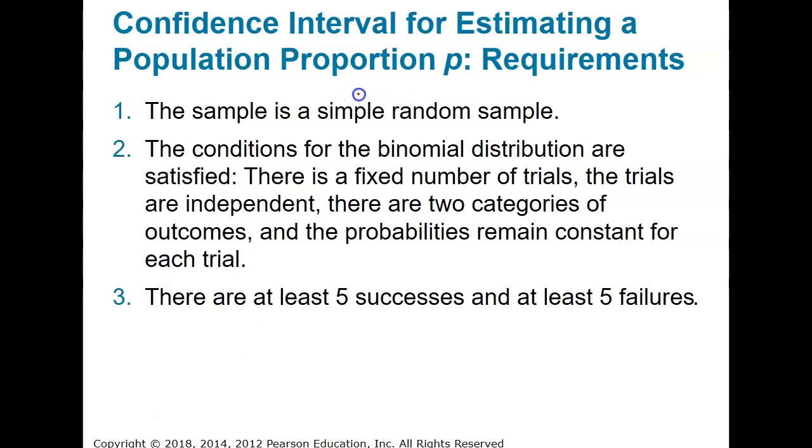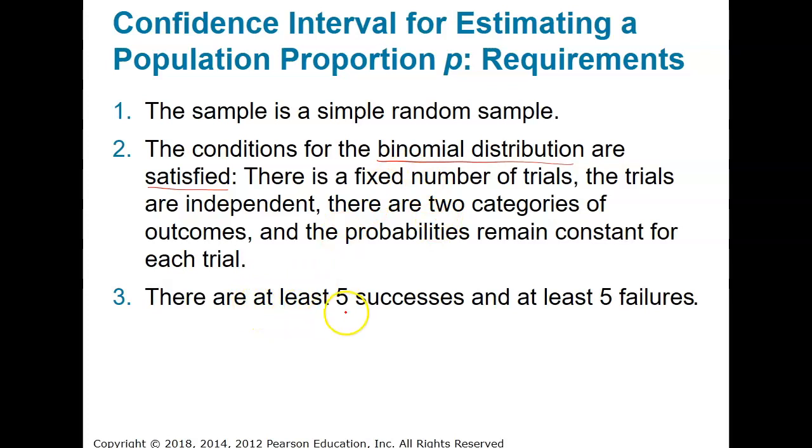Okay, so for every confidence interval that you do, you need to verify these requirements. The first is that the sample is a simple random sample. So if it is a problem that we're doing, we are going to go ahead and assume that it's a simple random sample. So I'm not going to be asking that you verify this. The second is that the conditions for the binomial distribution are satisfied. The main thing there, it needs to be a fixed number of trials. Trials need to be independent. There are two categories, and the probabilities remain constant. The main one is this two categories one. It doesn't mean the others are less important. It just means that's really the main one you need to be checking for.